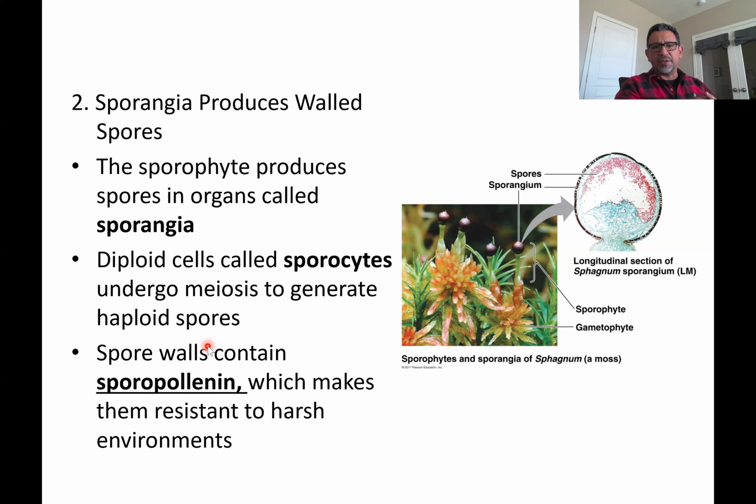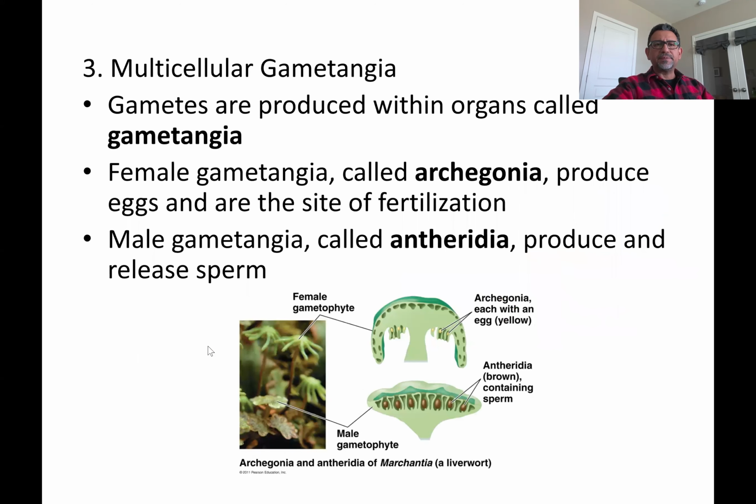This sporopollenin makes the spore capable of withstanding the dryness of the surrounding land environment, and also some relatively harsh conditions, like heat, that an embryo would not be able to tolerate. A spore is able to withstand those harsh conditions because of the sporopollenin.